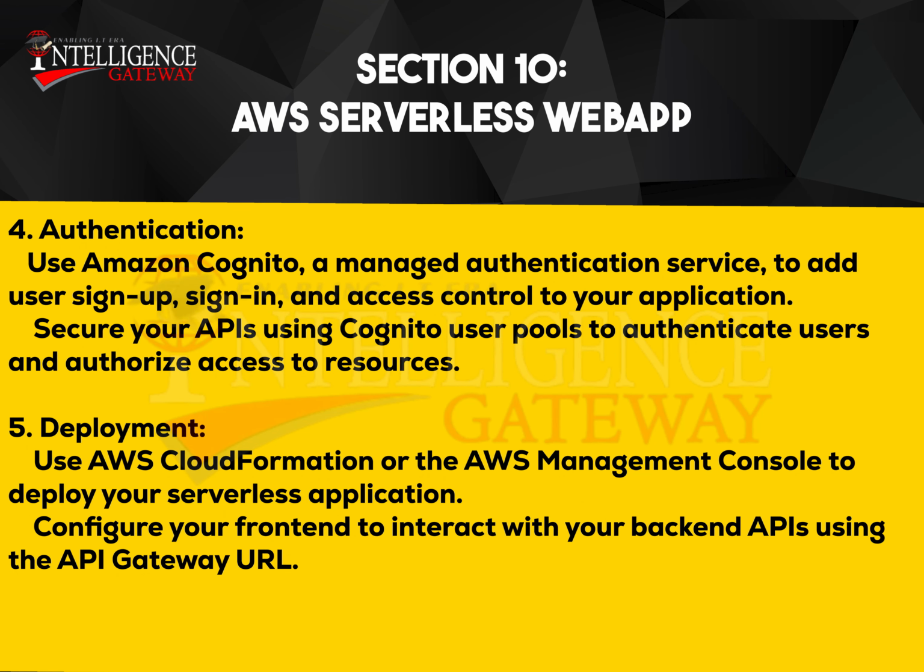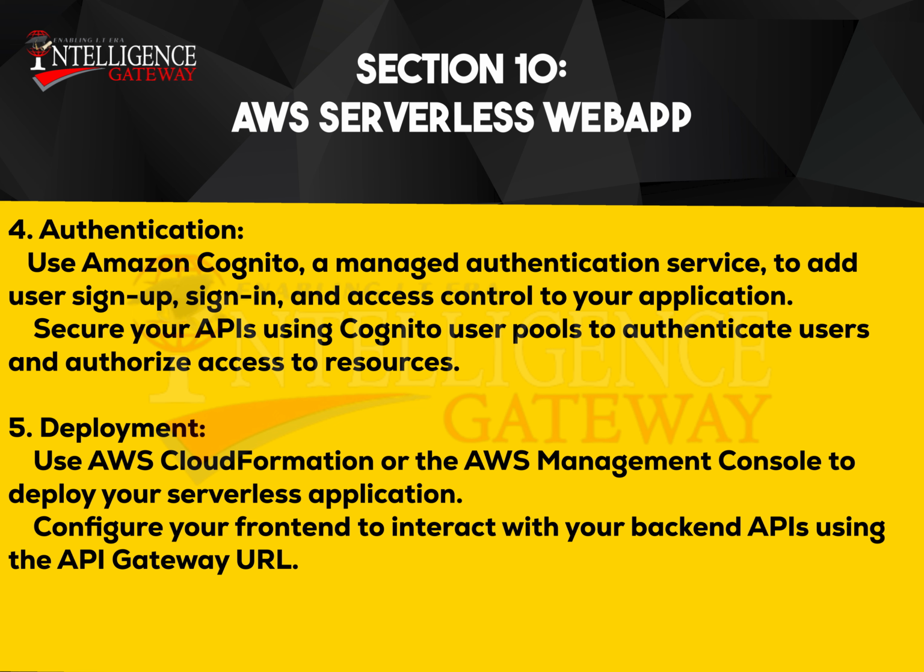4. Authentication. Use Amazon Cognito, a managed authentication service, to add user sign-up, sign-in, and access control to your application. Secure your APIs using Cognito user pools to authenticate users and authorize access to resources.